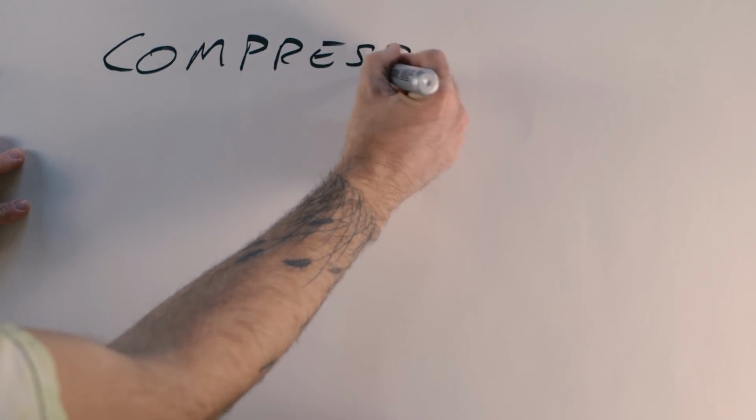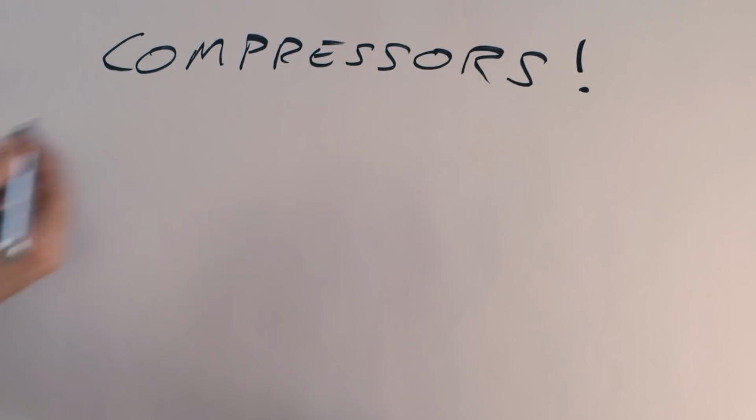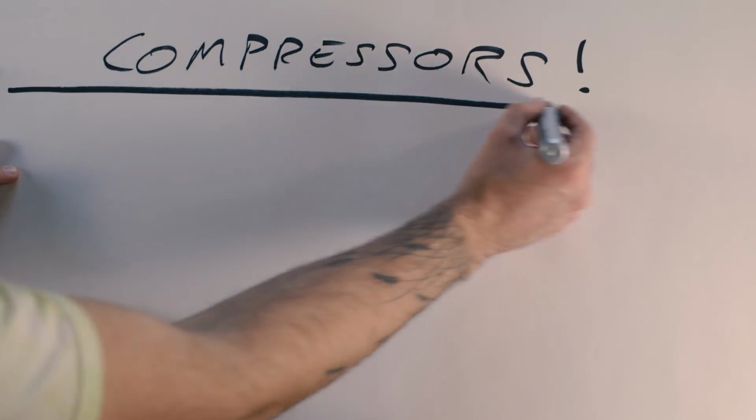Generally, a compressor is a dynamics processor. All that means is it manipulates the amplitude of an audio signal. So it'll manipulate how loud the signal is over time. That's what a dynamics processor refers to.